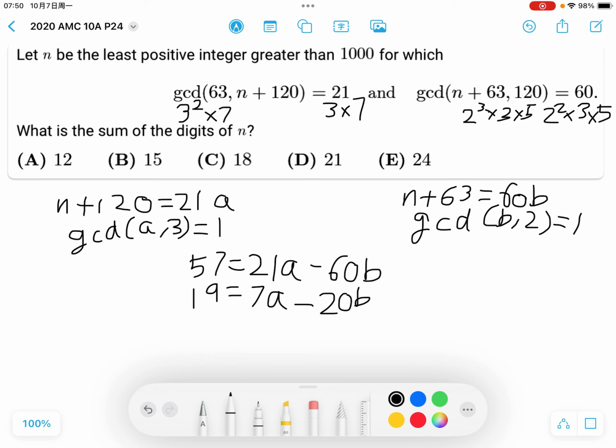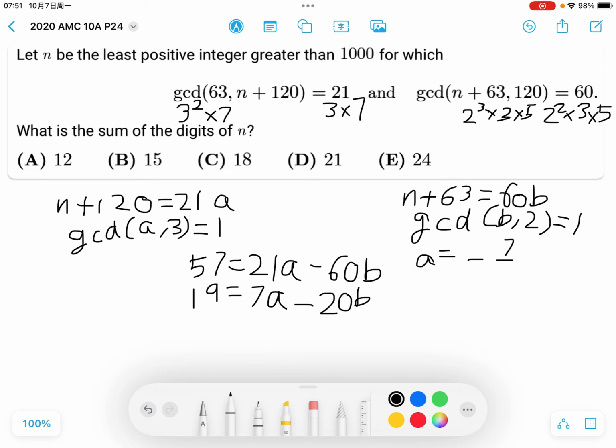So what does this tell us? Firstly, it tells us that 7a must have a unit digit of 9, because 20b has a unit digit of 0. As long as 7a has a unit digit of 9, the unit digit of the difference between 7a and 20b would be 9. So what unit digit of a makes 7a have a unit digit of 9? a must end in 7, so a must equal something something 7. And b can be something random.